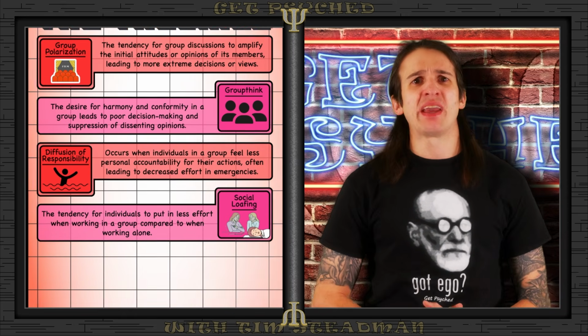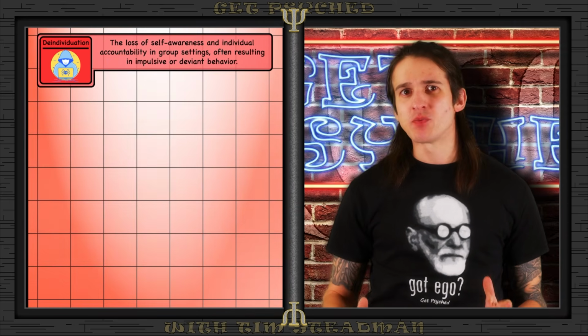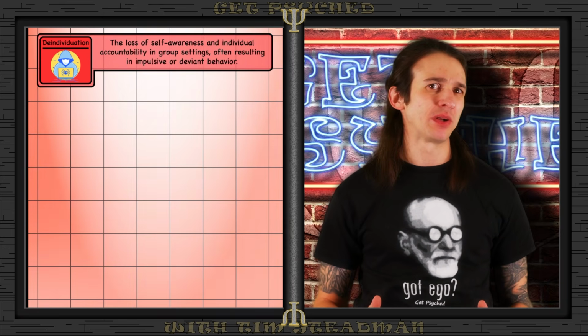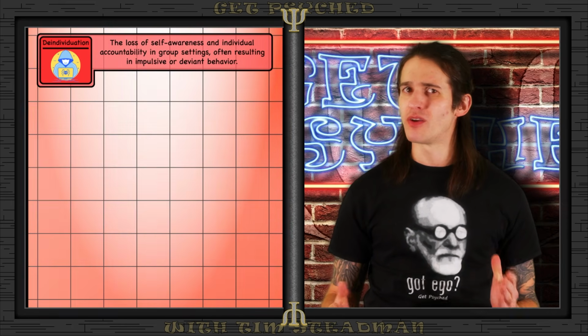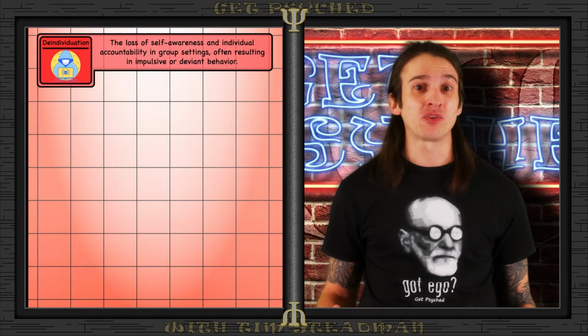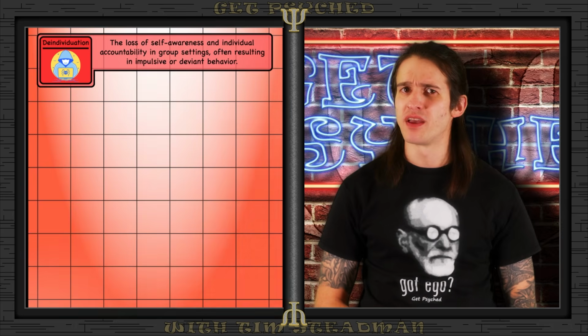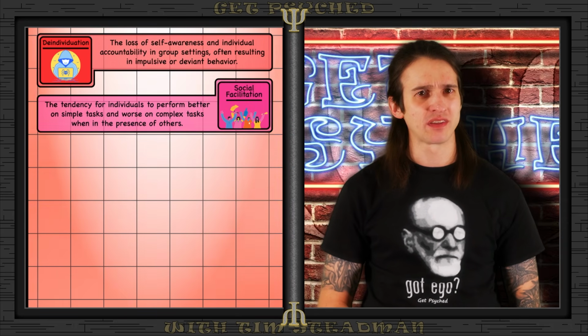all the work. Then we have de-individuation, which happens when being part of a group leads people to lose their sense of self-awareness. This can result in behavior they wouldn't normally engage in, like yelling at a rival team during a sports game, even though they're usually the calm and quiet type. But it's not all bad. Sometimes being in a group can actually improve performance, a phenomenon called social facilitation.